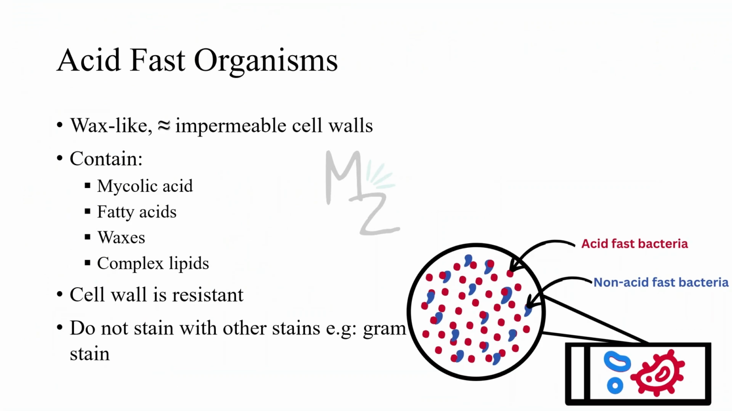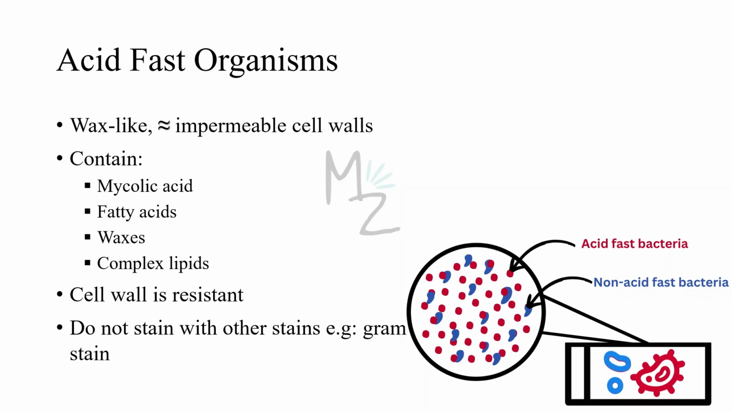Acid-fast organisms are those which stain red on acid-fast staining. They've got wax-like, almost impermeable cell walls. This sign is for approximately. And they contain mycolic acid, fatty acid, waxes, and complex lipids in their cell wall, and these things make the cell wall of acid-fast organisms resistant, which means that it's impermeable to certain substances. And the acid-fast organisms do not stain with other stains, for example, gram staining.